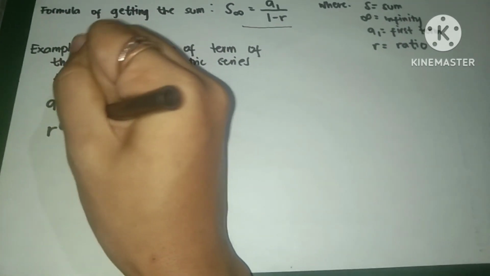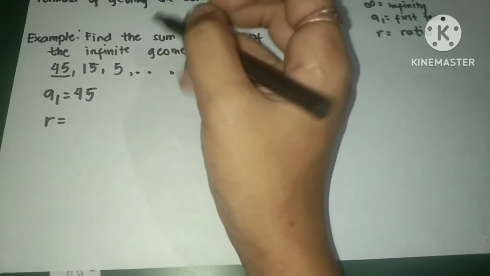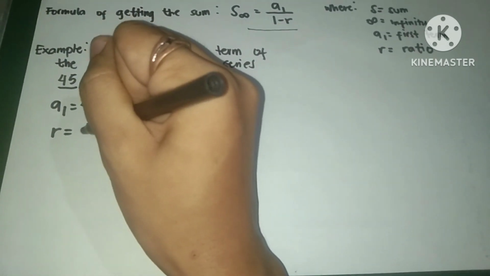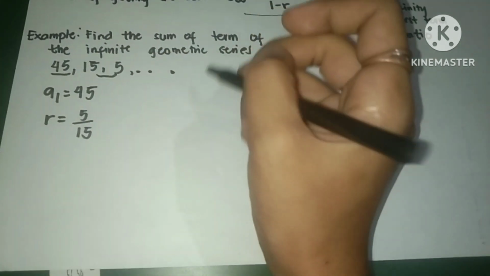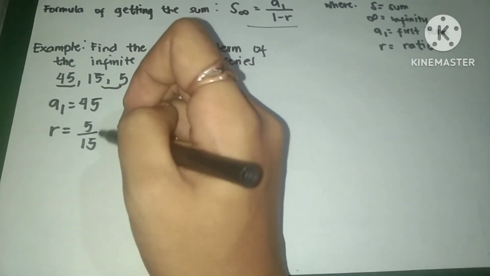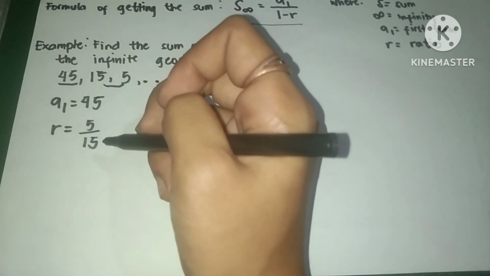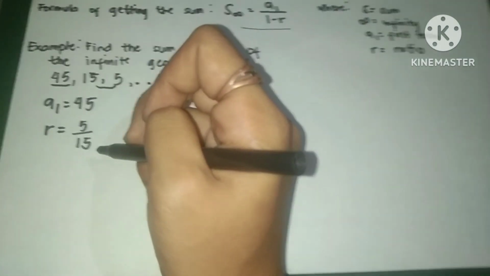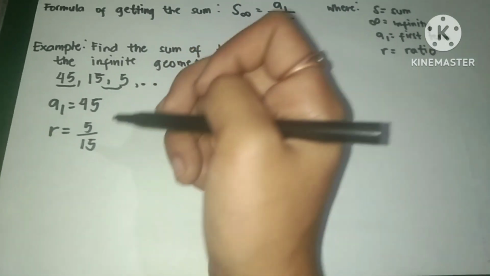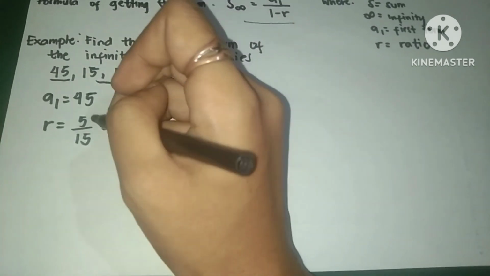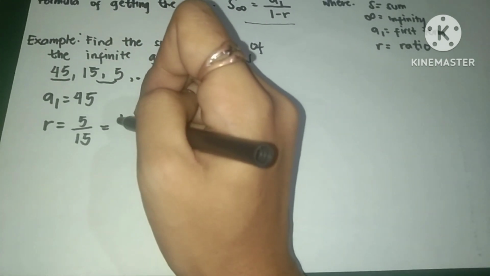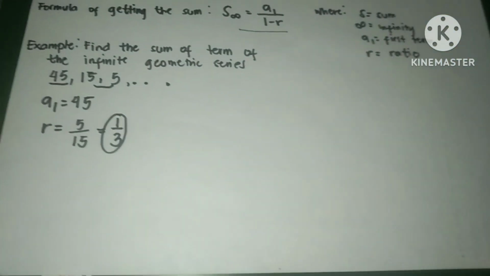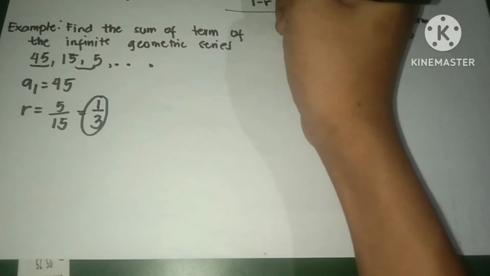And then to get the ratio, we just need to divide 5 by 15. So 5 over 15 can be reduced to the lowest term, which is 1 over 3. So our ratio is 1 over 3. So let us now proceed to our formula.